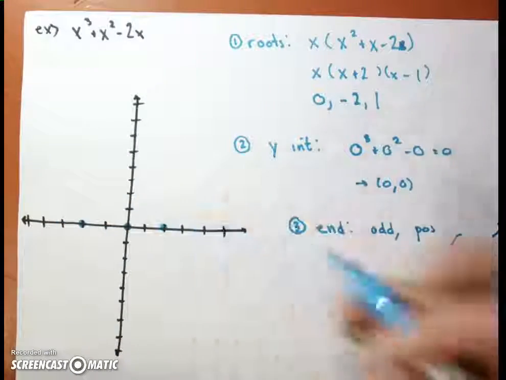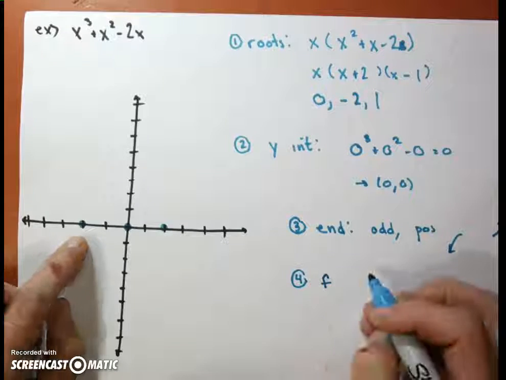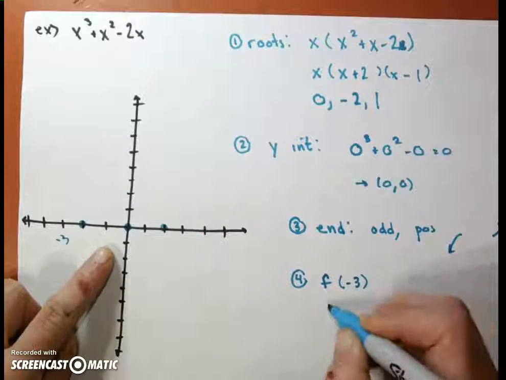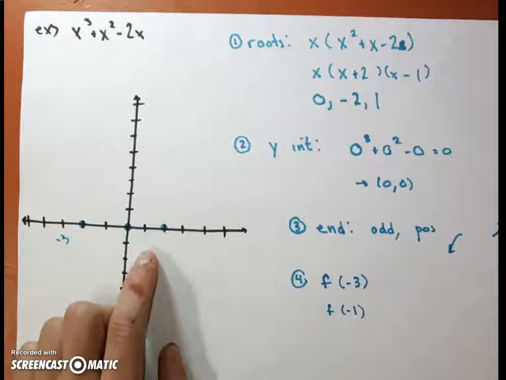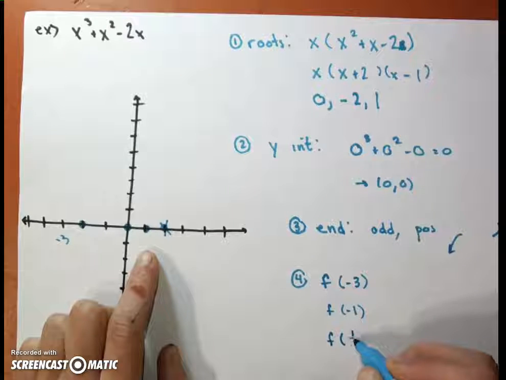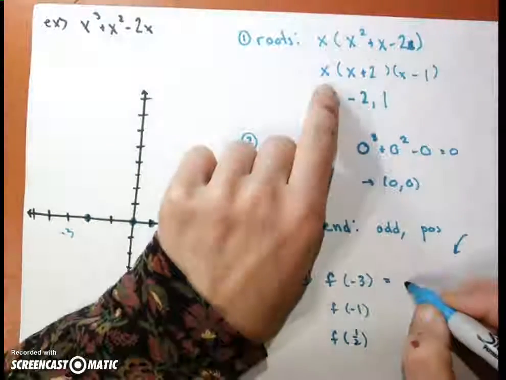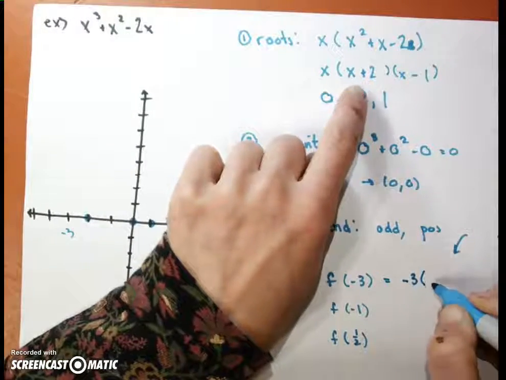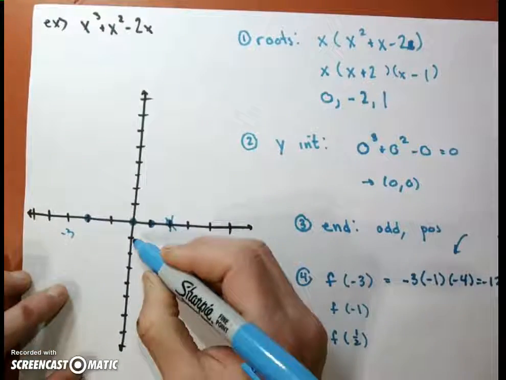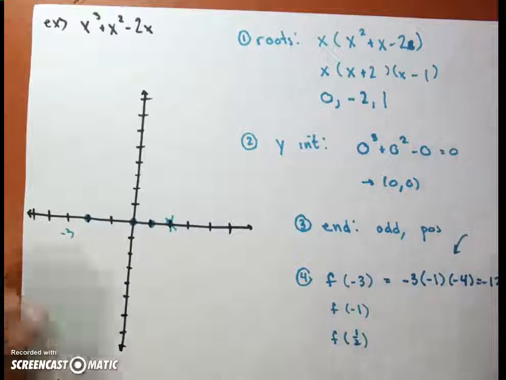And now I need to do some test points in between. So maybe I'll try f of negative 3, f of negative 1. Oops, that one was wrong. F of a half. So f of negative 3, I can just plug straight into here, so it'll be negative 3 times negative 1 times negative 4, which is negative 12. So negative 12 is going to be way down here.